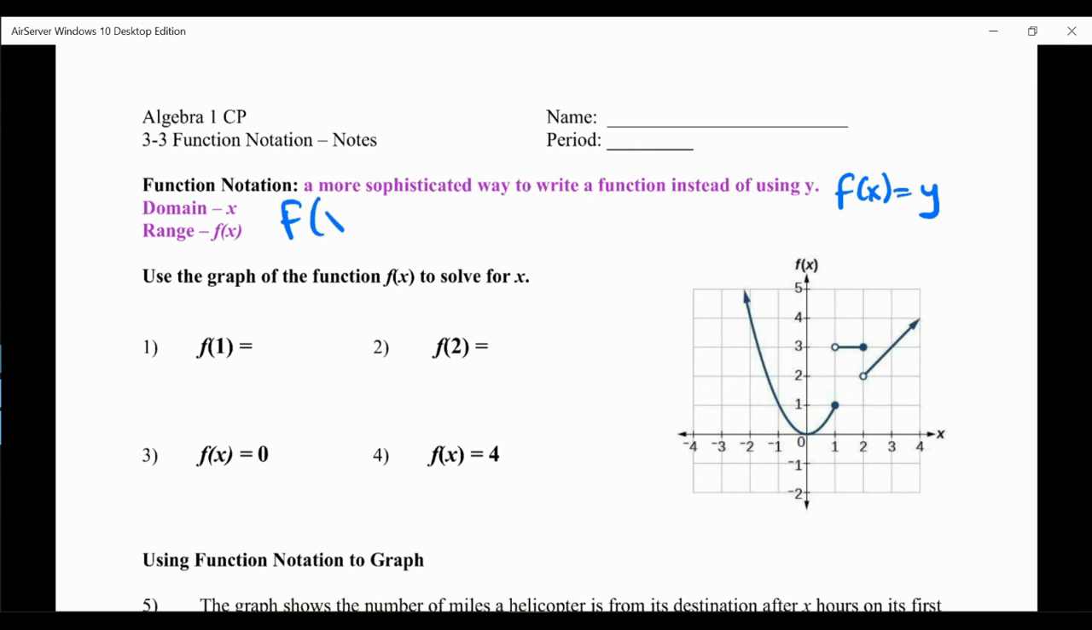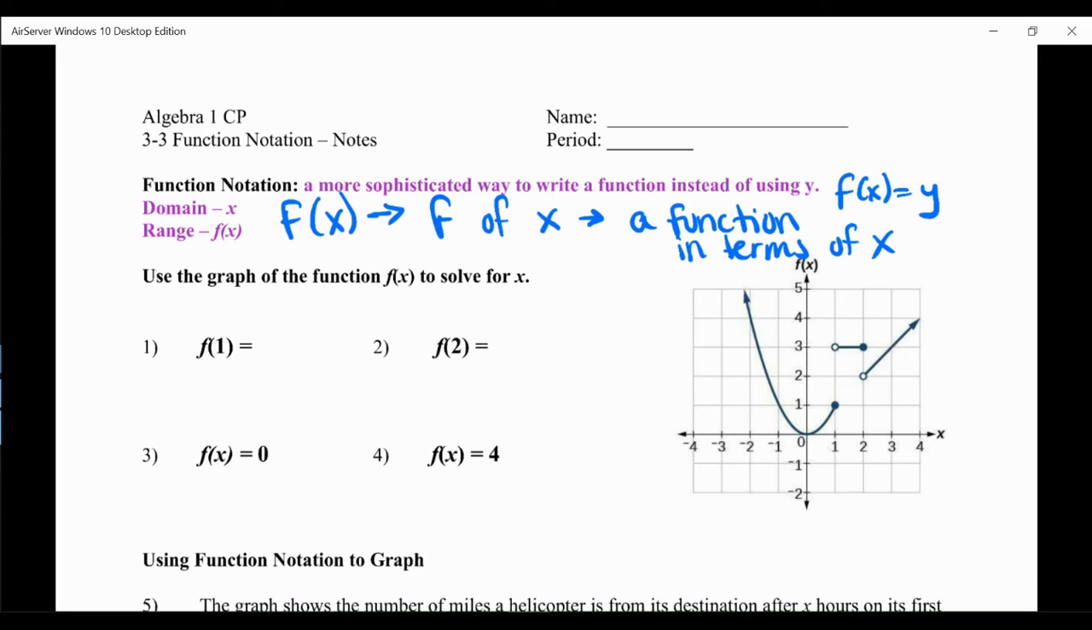The notation f of x, we say f of x, and this just means a function in terms of x. If we have more than one function, then that letter f is going to change, and it's just how we label each function. So we can have f of x, g of x, h of x, j of x. You can have any letter, but we start with f because f stands for function.